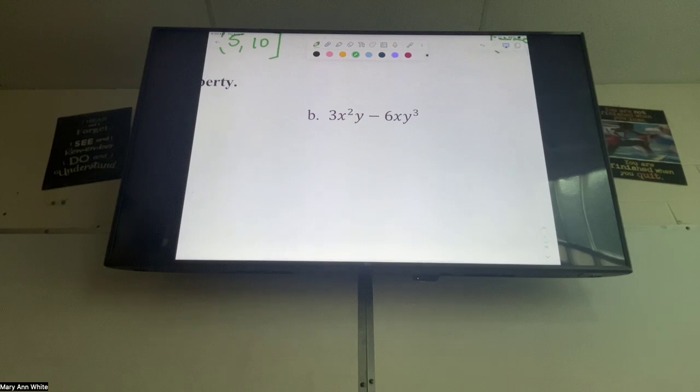This one, it looks like we need to go backwards. It looks like it was distributed out. And when we go backwards, that's the same thing as a factor. So we're going to factor this out. What's a common factor that's in both of those pieces? Good, 3xy. Any exponents, or is x and y good enough? Good, that's all we can use, right?